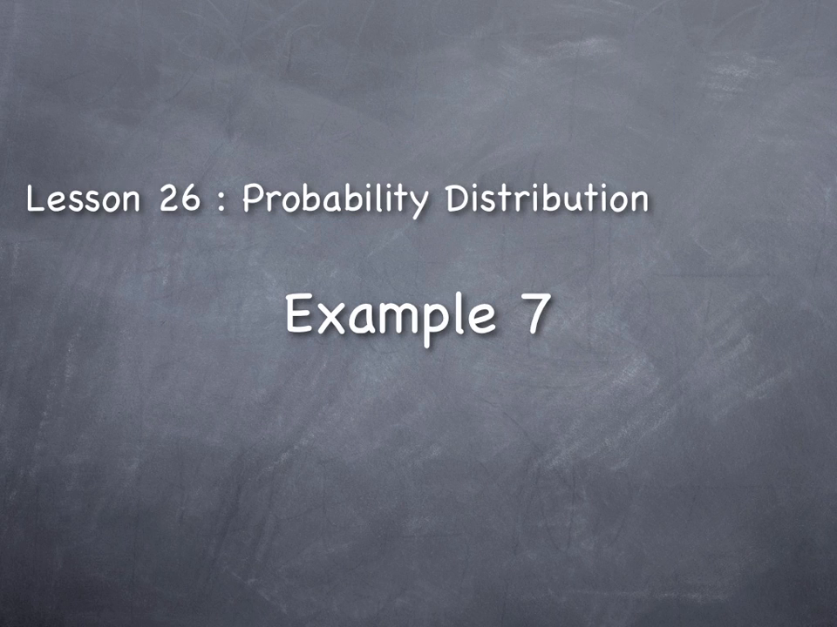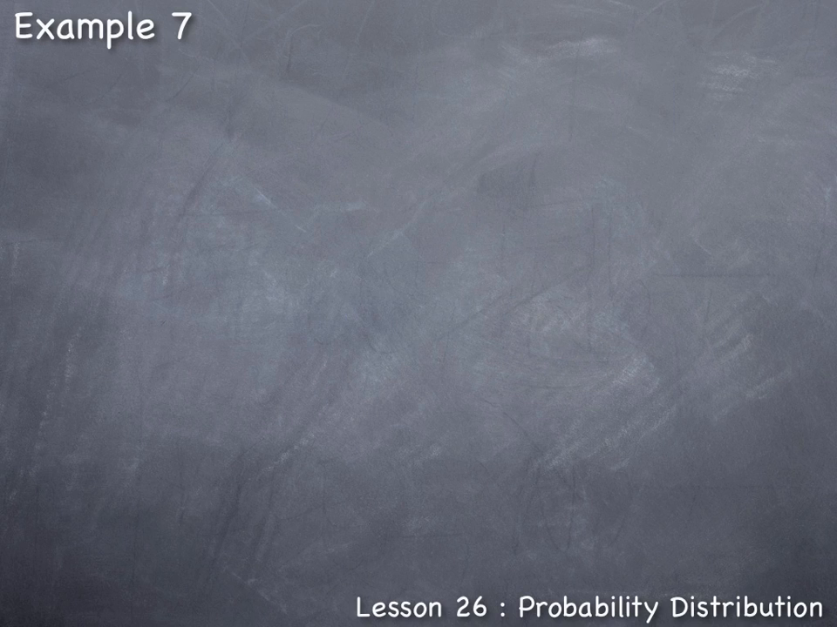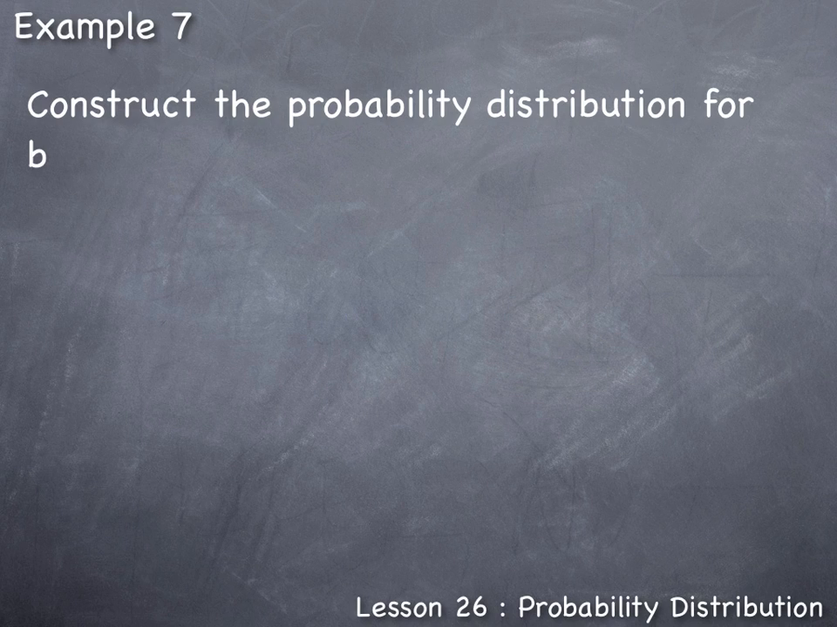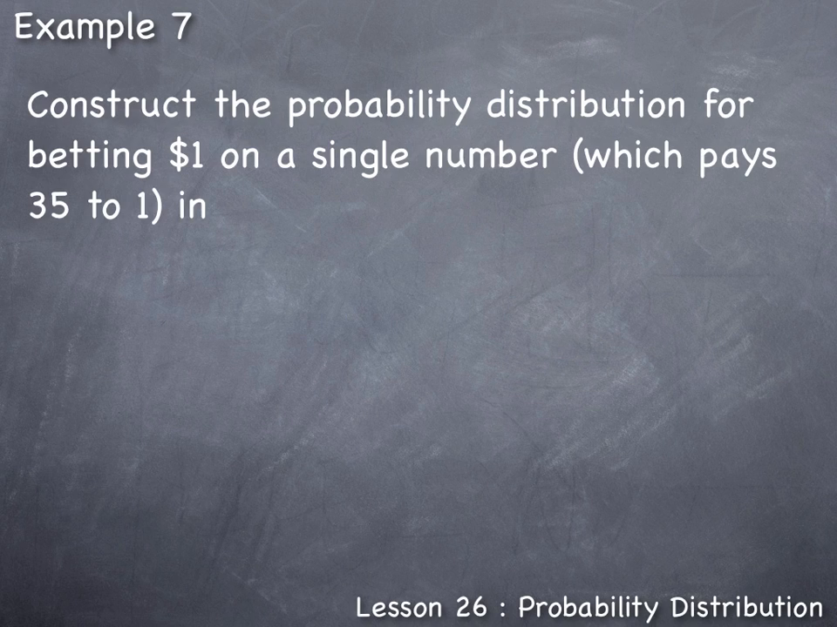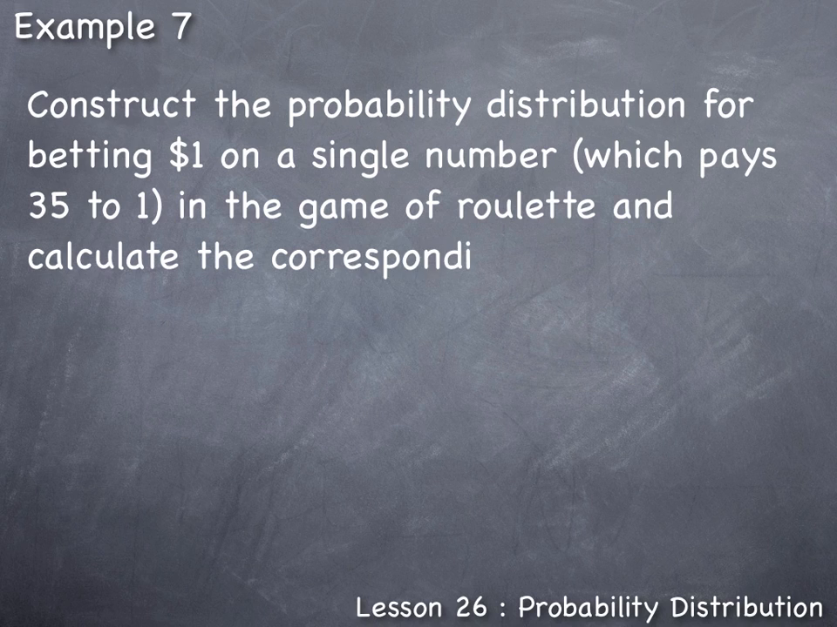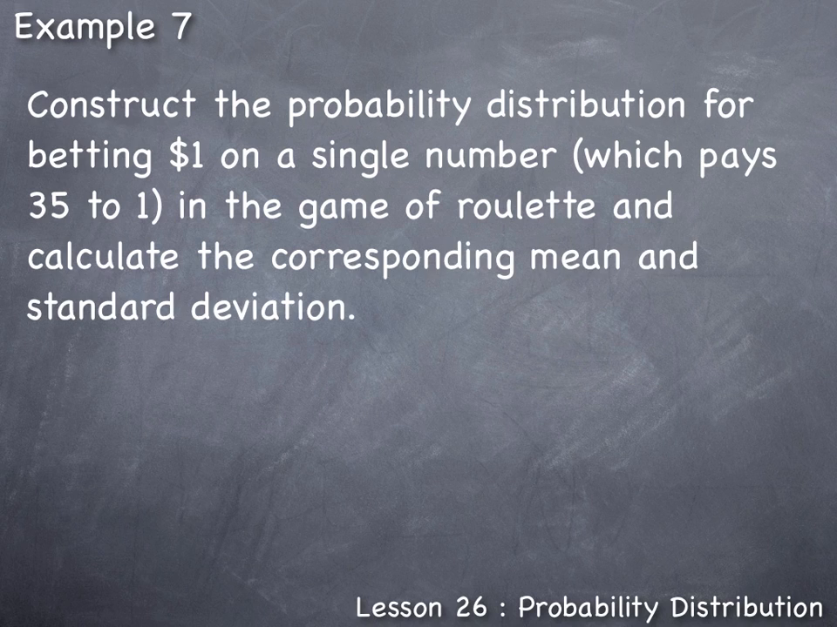Lesson 26, Probability Distribution. Example 7. Construct the probability distribution for betting $1 on a single number, which pays 35 to 1 in the game of roulette, and calculate the corresponding mean and standard deviation.